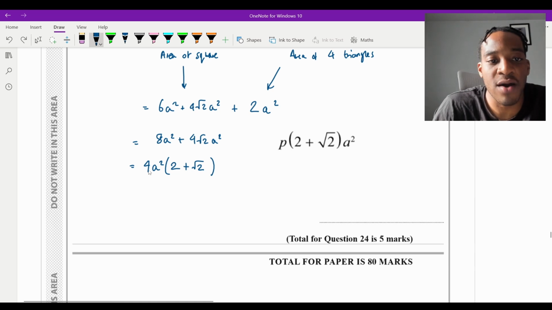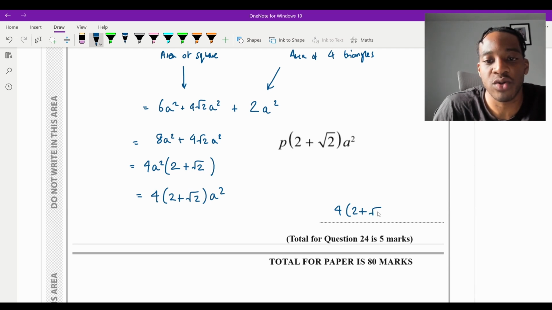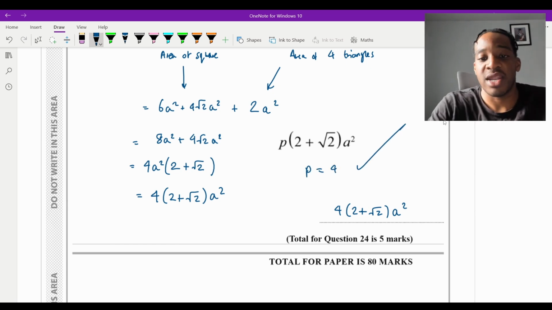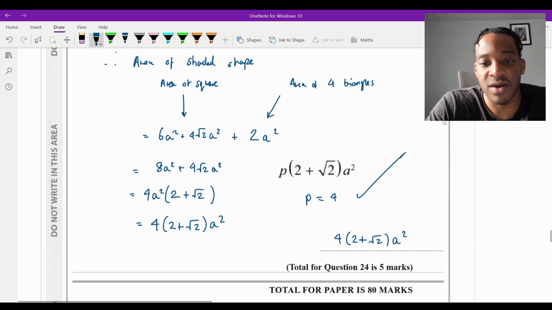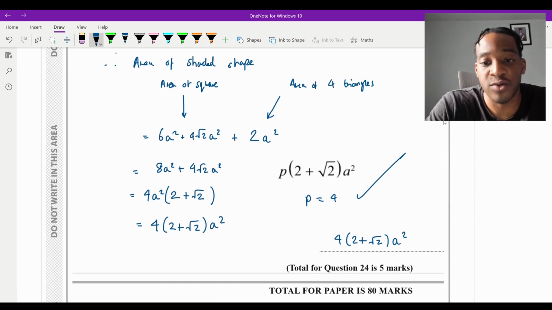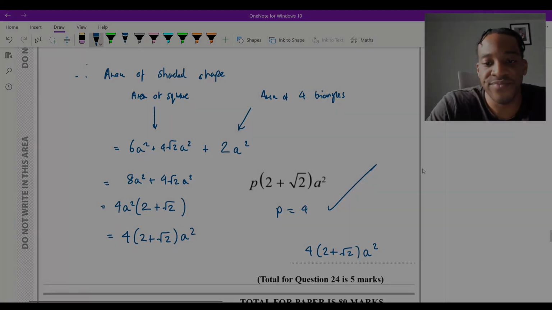Now, they've got a number at the front and the a squared on the end. So all that means for me is I just need to put 4 here at the front and then 2 plus root 2 and then the a squared on the other side. So therefore, this is our answer. 4 times 2 plus root 2, a squared. And our value for p is just equal to 4. And that's it. Pretty tricky to be fair. But yeah, this is the last question of paper 2, and it's 5 marks, so we've done it.